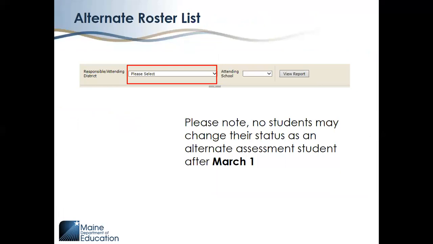Should someone be missing on the report, please make sure that Synergy is updated. If a student that no longer qualifies for the alternate assessment is on the list, contact SUNE again to remove this student from the MSAA system. Please note, no new students may change their test status as an alternate assessment student after March 1st.